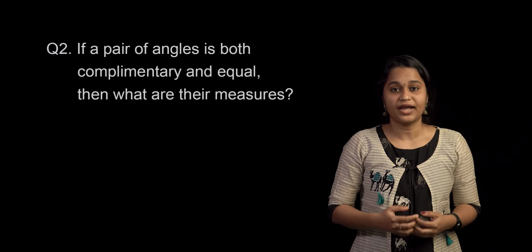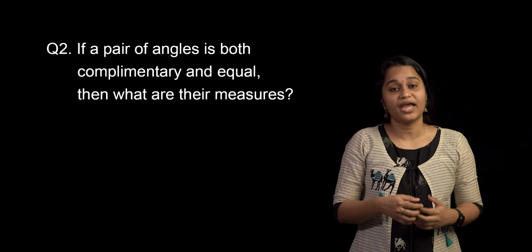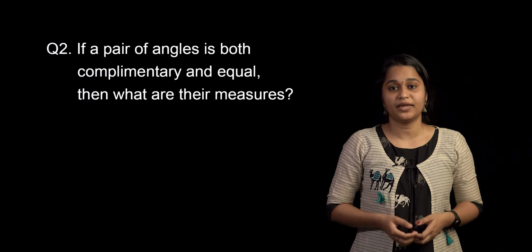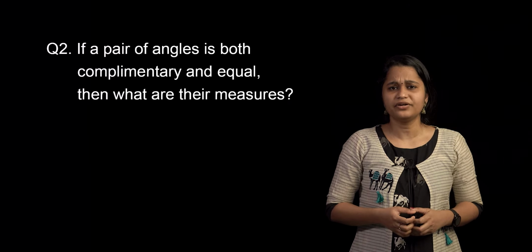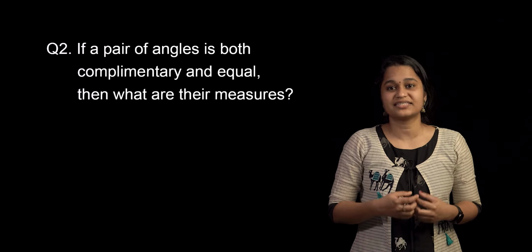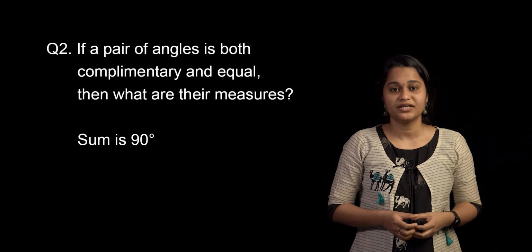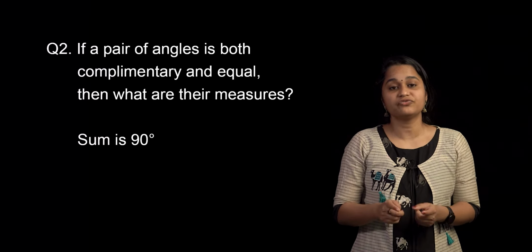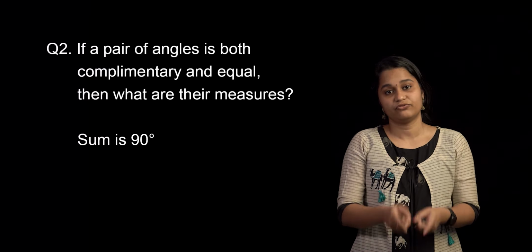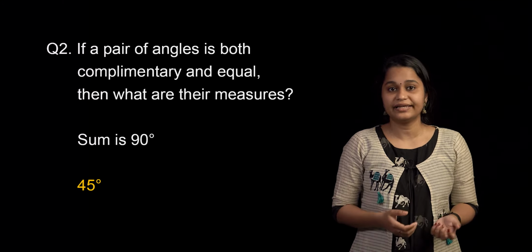If a pair of angles is both complementary and equal, then what are their measures? Complementary means what? Yes, their sum is 90 degree, right? Since they are equal, each of them will be, yes, 45 degree. Is that clear? Fine. Now let us look into one more definition. This is an important one.